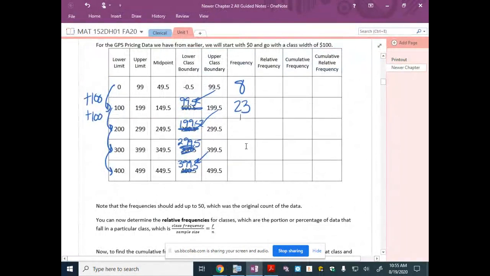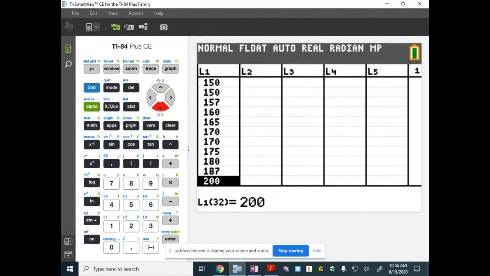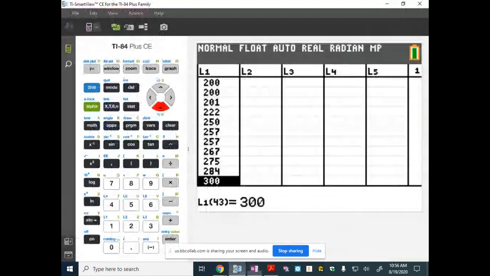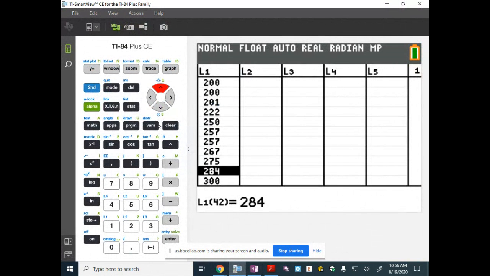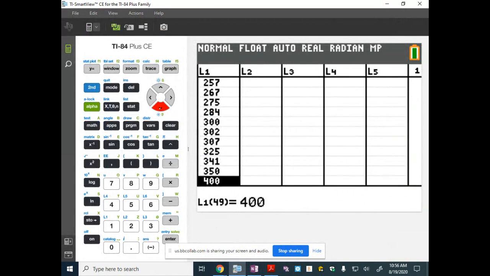All right, so let's go ahead and finish finding these frequencies. Between 200 and 299, let's see, we got 1, 2, 3, 4, 5, 6, 7, 8, 9, 10, 11. And that was the 42nd piece of data, by the way. Now let's see, 303.99. 1, 2, 3, 4, 5, 6. And then we have 2.